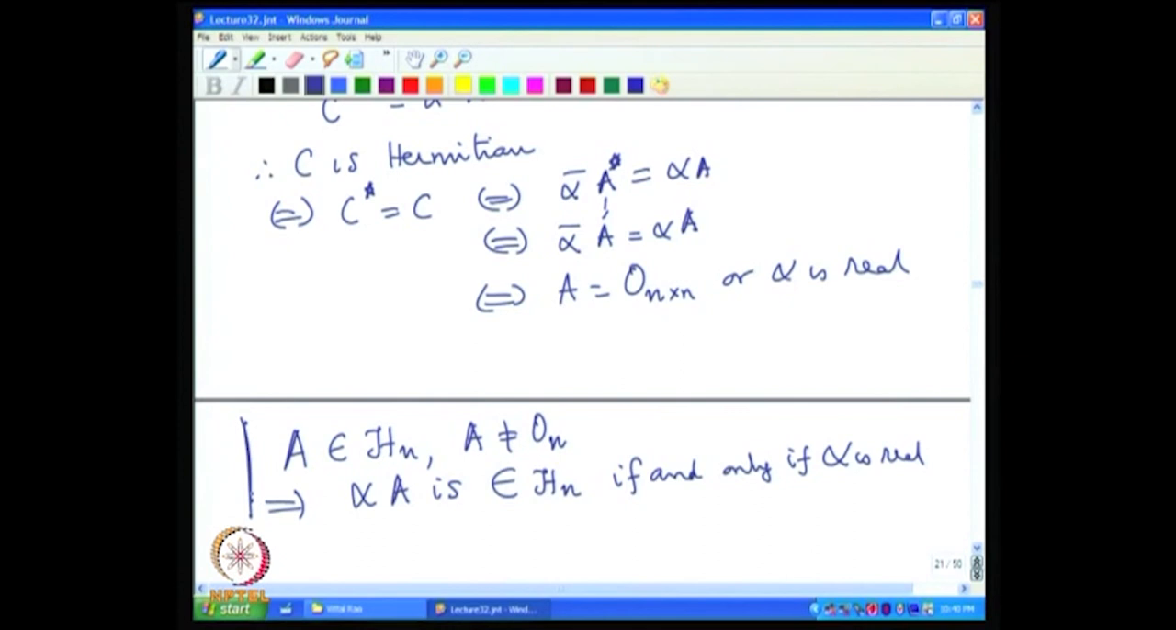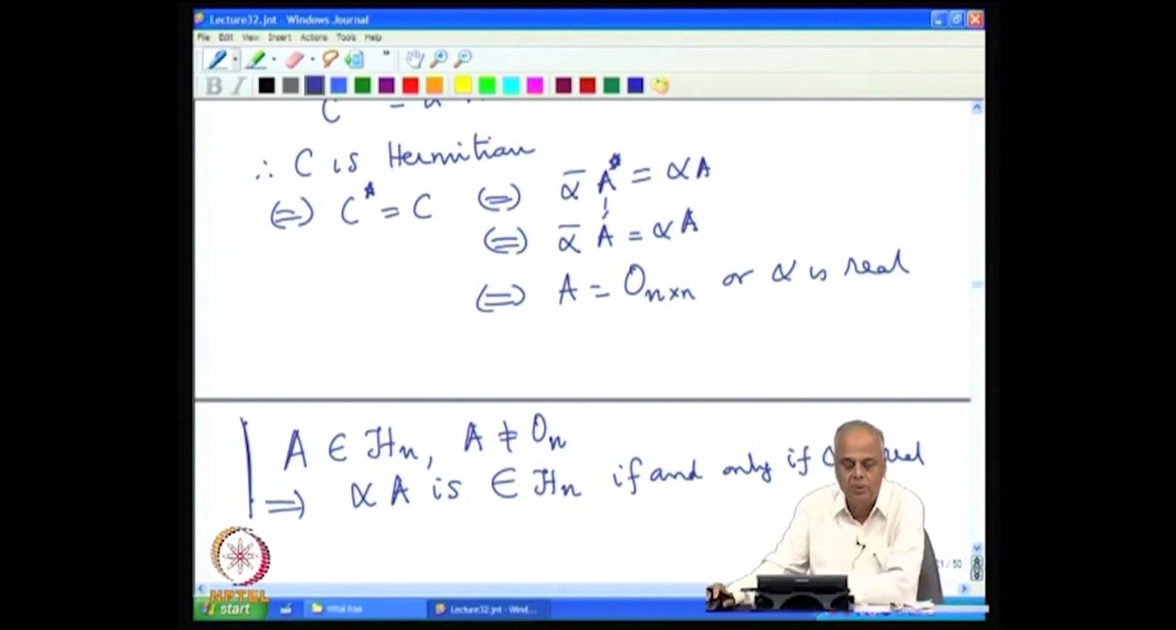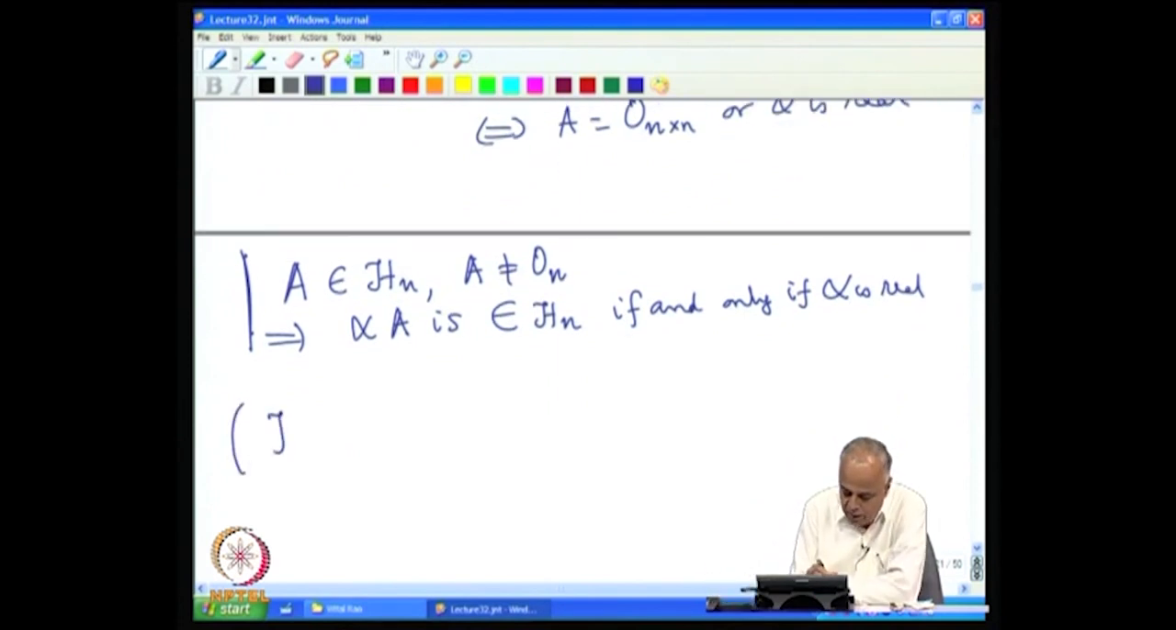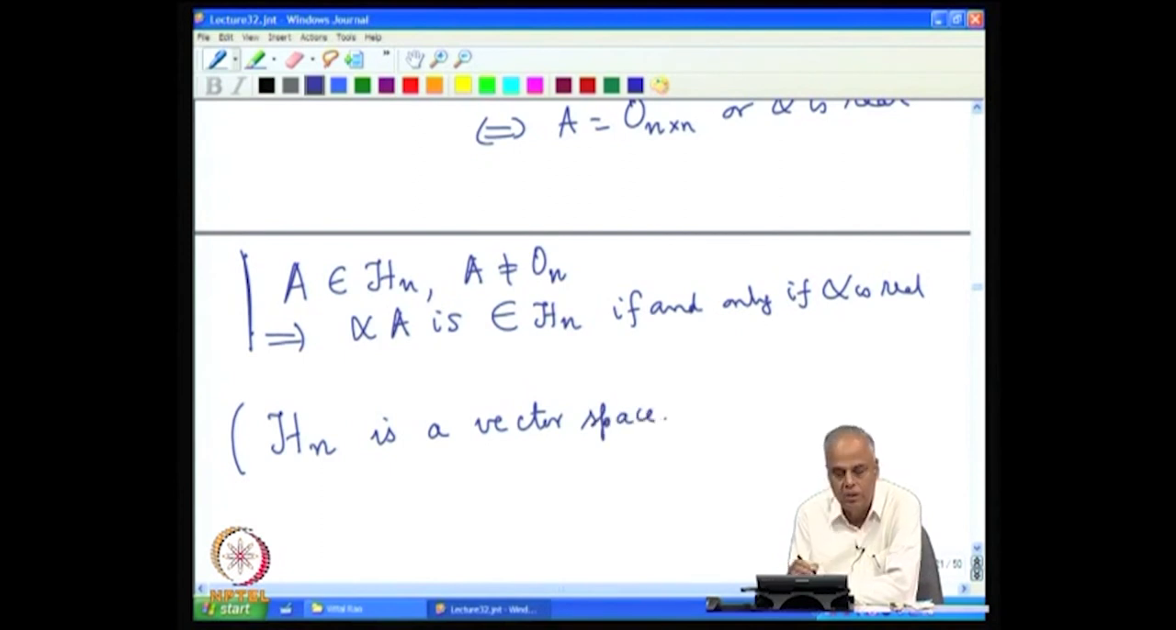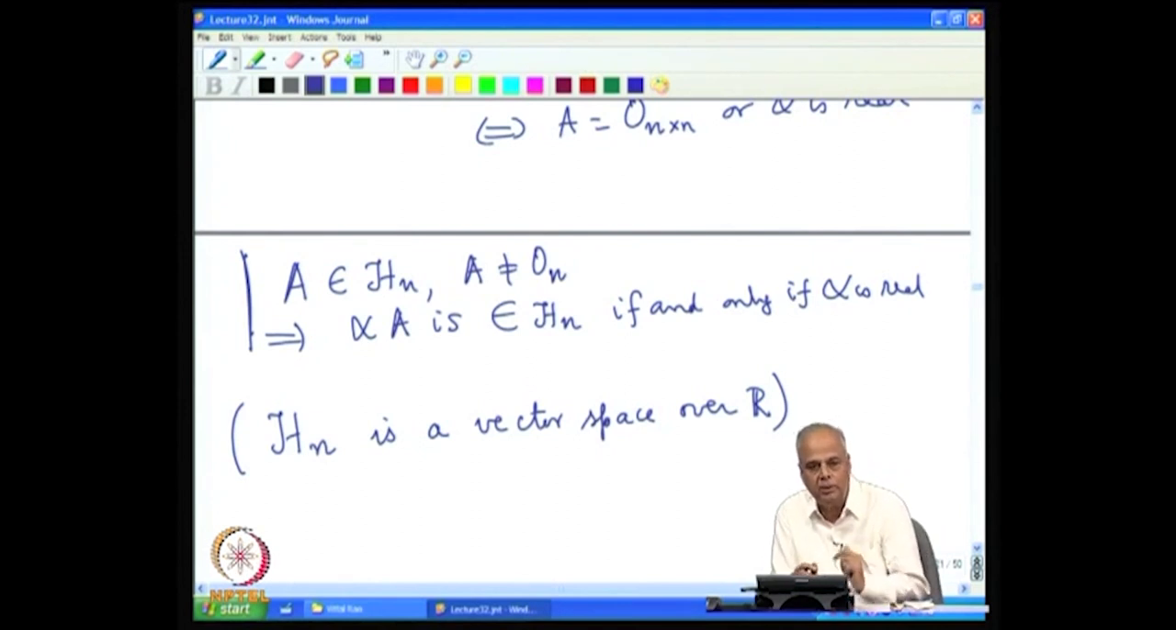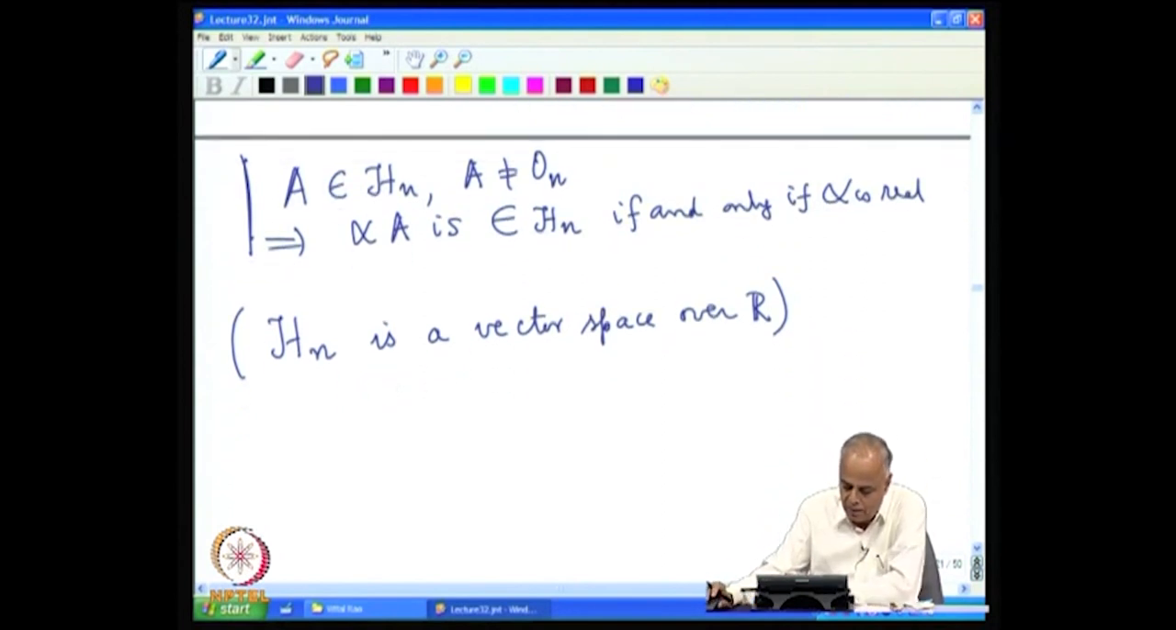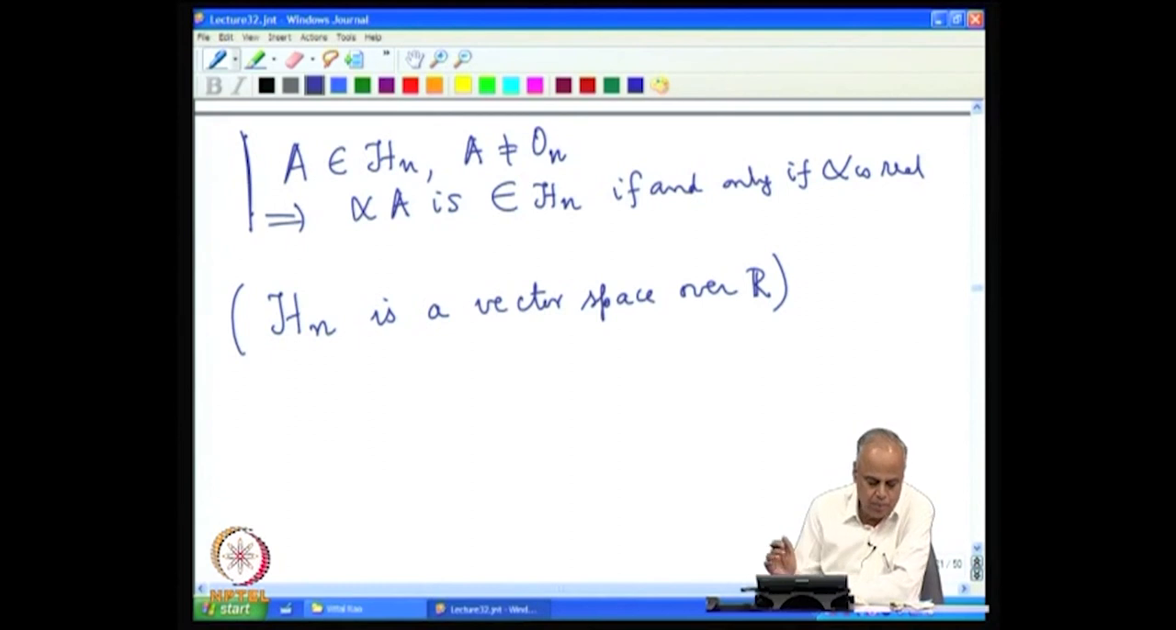So, the scalar multiple of a Hermitian matrix will become Hermitian only if the scalar which is multiplying is real. This is the same thing as saying HN, the class of all Hermitian matrices, is a vector space not over the field of complex numbers, but over R. Because addition of two Hermitian matrices is Hermitian, so addition is no problem. In order that it be closed with respect to scalar multiple, we have to take only scalars to be real. So, that is the constraint with respect to scalar multiplication.